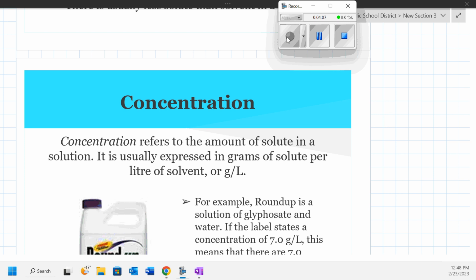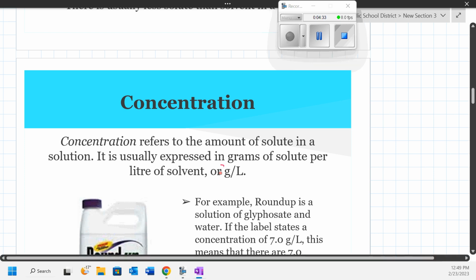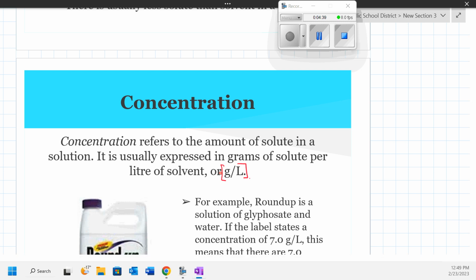Now, when we are talking about the concentration, it's giving us an idea as to what is the amount of solute in the solution. So usually the units for concentration are grams per liter. So they are telling us how many grams are in 1 liter of solution, okay? Or, yeah, solvent.